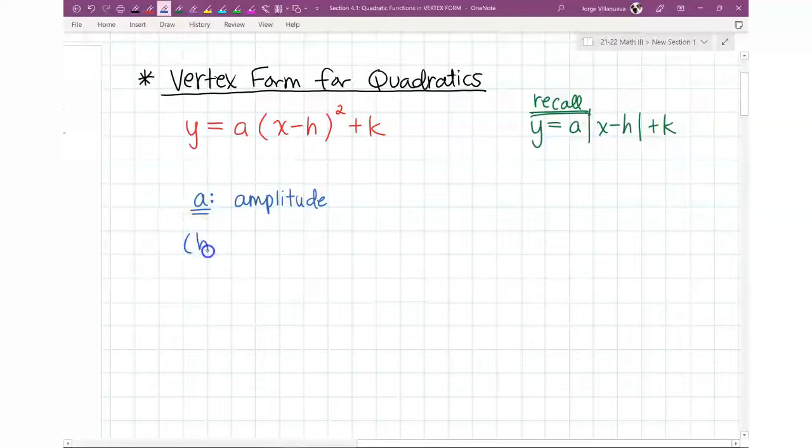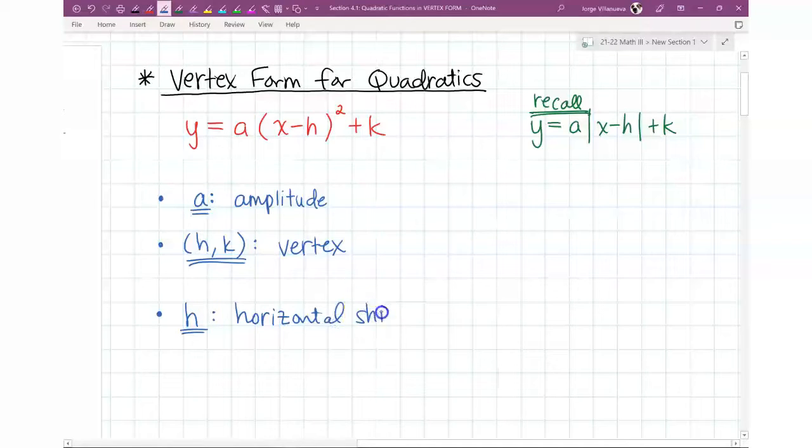Now, h comma k is still our vertex. It's still going to be the same thing. All right, and just like we did before, I'm going to talk a little bit about h right now. So h, this is your horizontal shift. You're going to move left or right based on h.